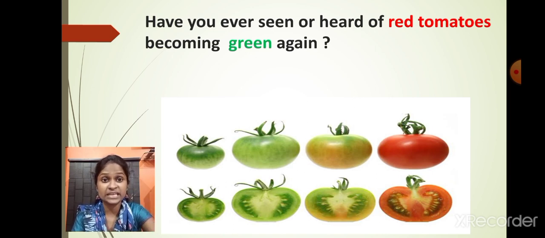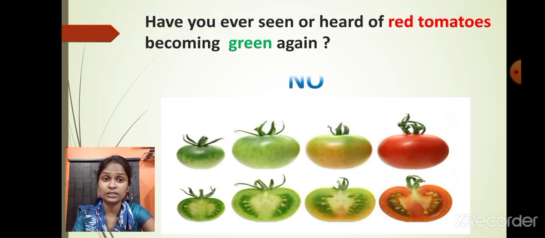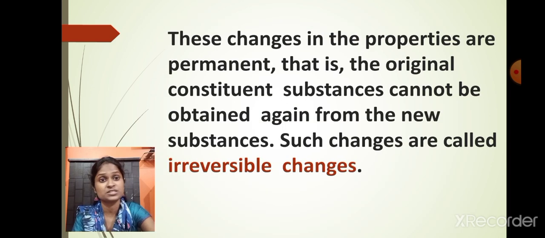So these changes which happen only once, we call them what? Irreversible changes. They cannot go back to their normal stage, right? As they cannot go back to their normal stage, this change is called irreversible change.